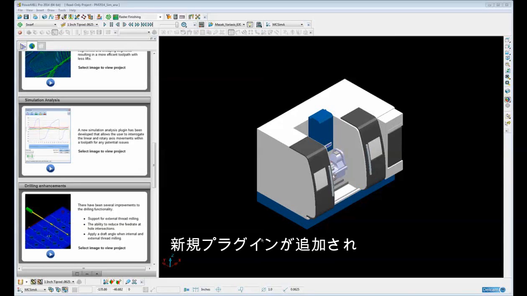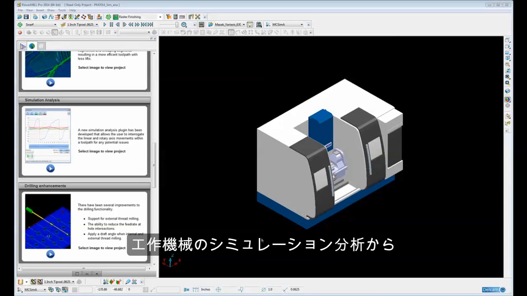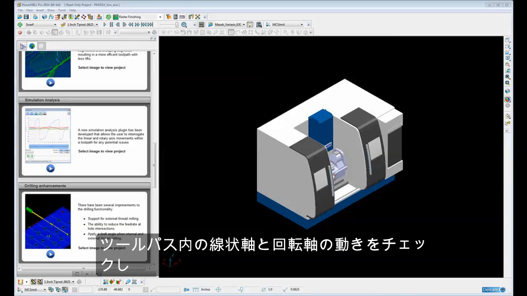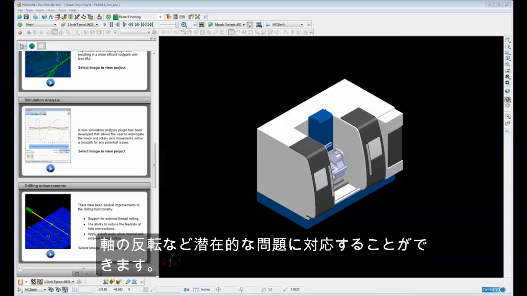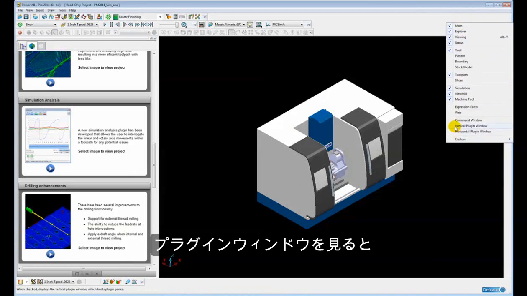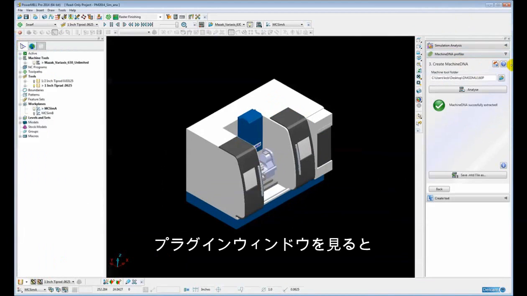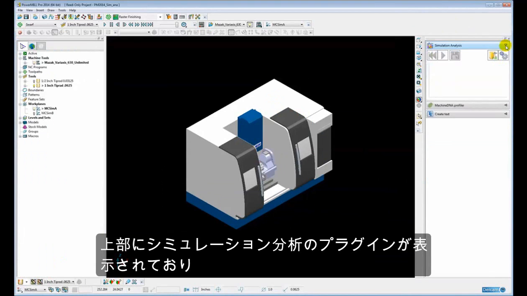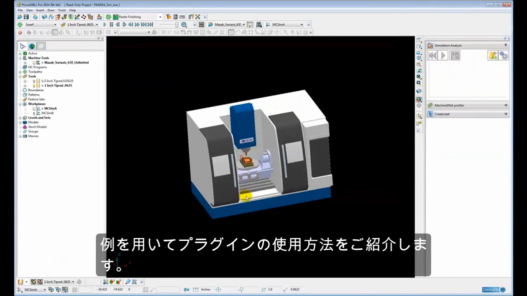A new plugin has been developed that allows us to analyze the machine tool simulation so that we can interrogate the linear and rotary axis movements within a toolpath for any potential issues, such as axis reversals, for example. If we view our plugin window, here we can see the simulation analysis plugin at the top, and we'll just go through an example of how to use the plugin.